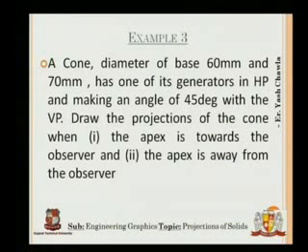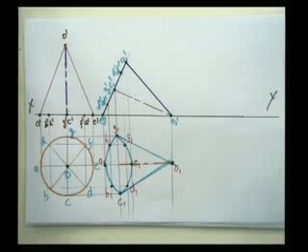Now there are two conditions in which the projections have to be drawn: the apex is towards the observer and the apex is away from the observer. So I will draw one of the solutions as correct, and I'll show you the other so that we can solve more number of problems, because the solution is simple.